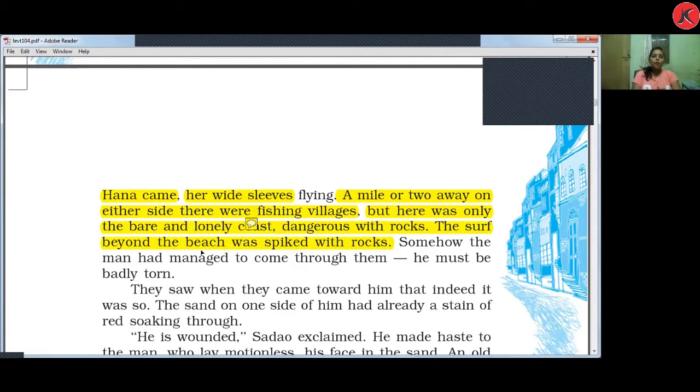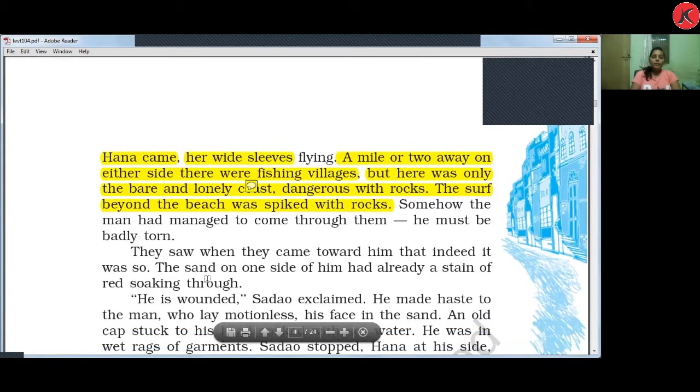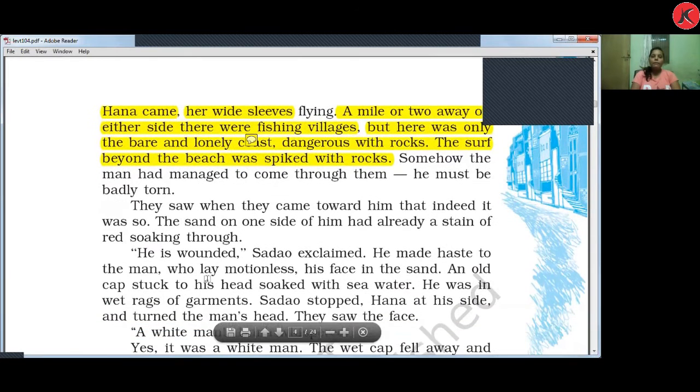The surf beyond the beach was spiked with rocks, because surfing is really very tough here because of the spiked rocks on the beach. Somehow the man had managed to come through them. He must be badly torn, and maybe so he came here. Maybe that's why he was torn. Okay, they saw when they came toward him that indeed it was so.